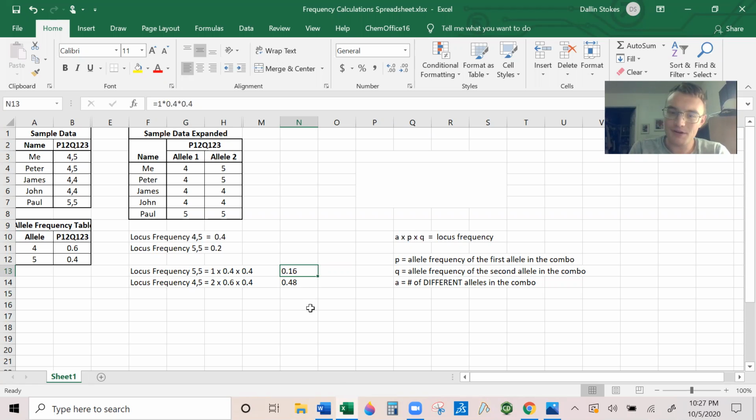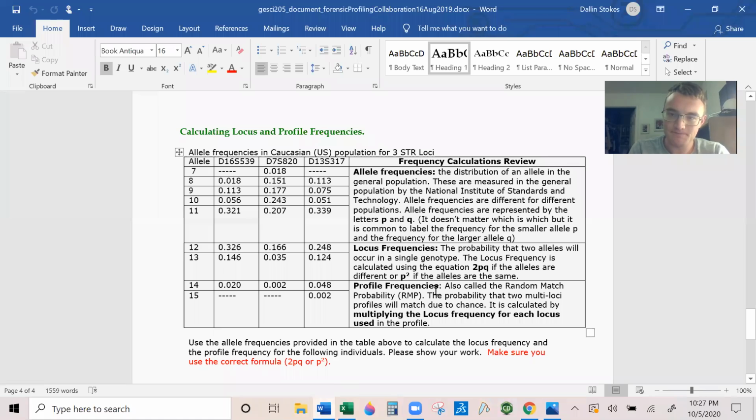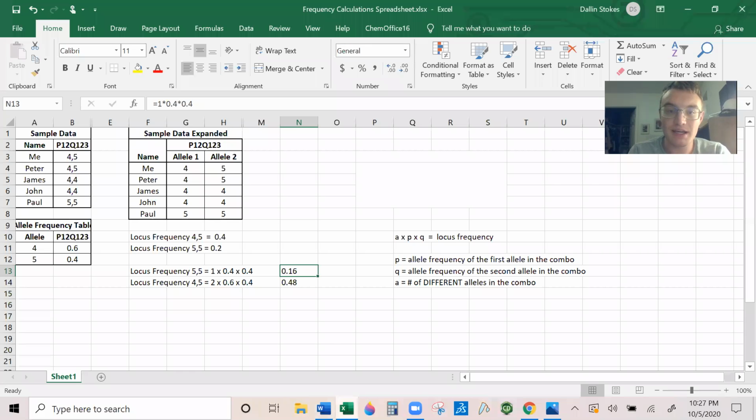So we take it one step further and we go to profile frequency. A profile frequency is the odds that a random person in the population will match my allele combo on more than one locus simultaneously. Before, with the allele frequency, I was asking what are the odds that someone else will have a 4? Locus frequency was asking what are the odds that someone else will have a 4-5 at P12?